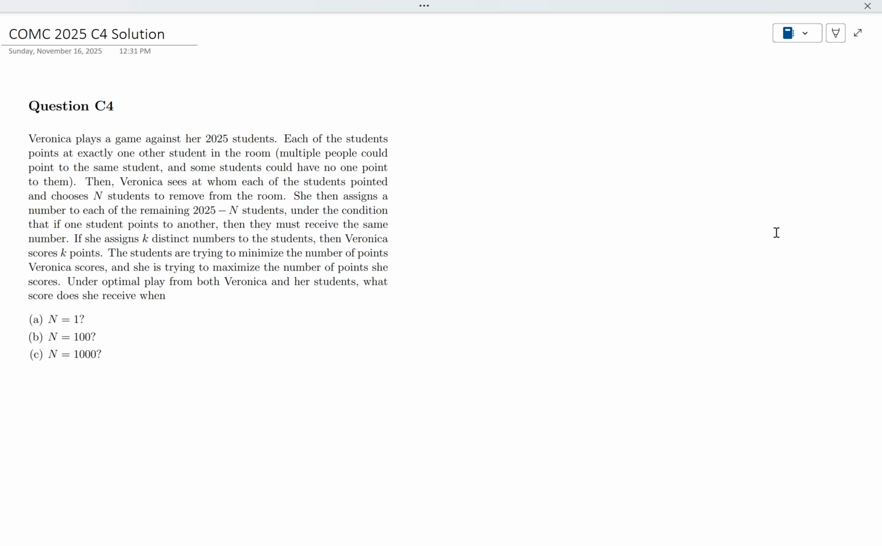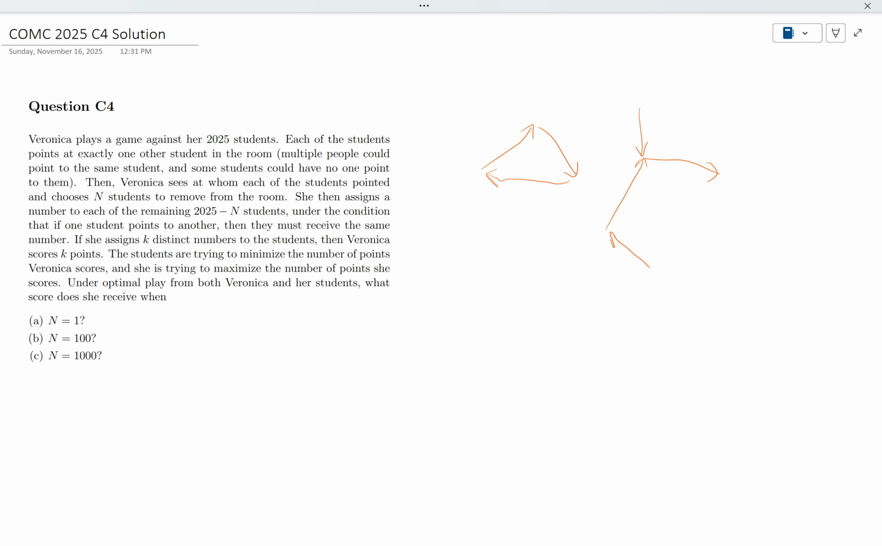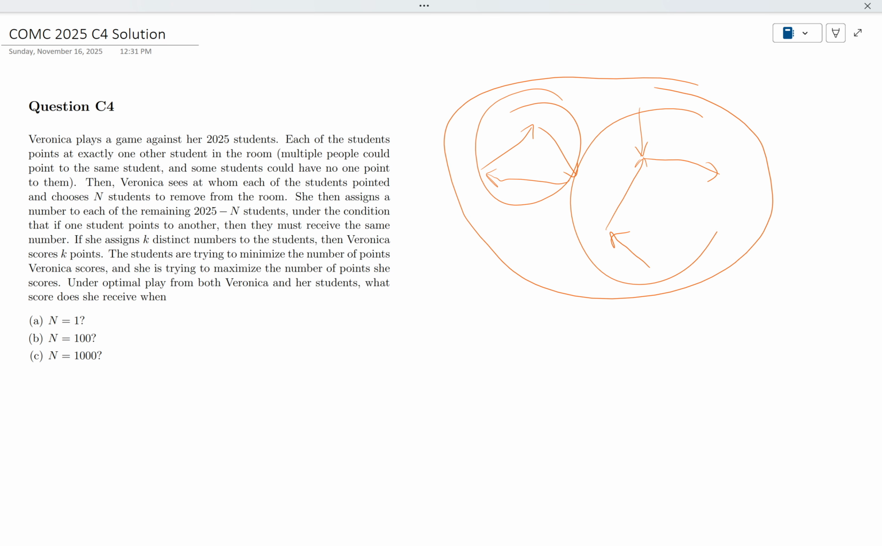So the question states that Veronica has 25 students. These students can choose to point to exactly one other student, and the number of groups after she removes n students of her choice is the number of points that Veronica will get. For example, if this is all the remaining students, then she will get 2 points because there are two groups here. This is a group, this is a group, so that's 2 points.